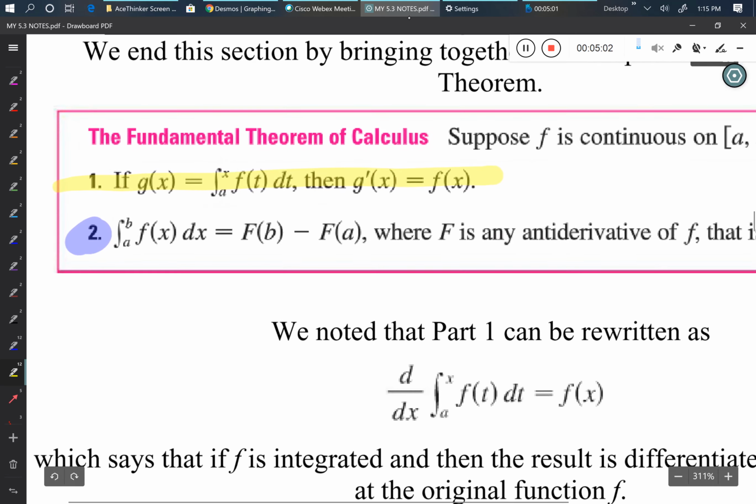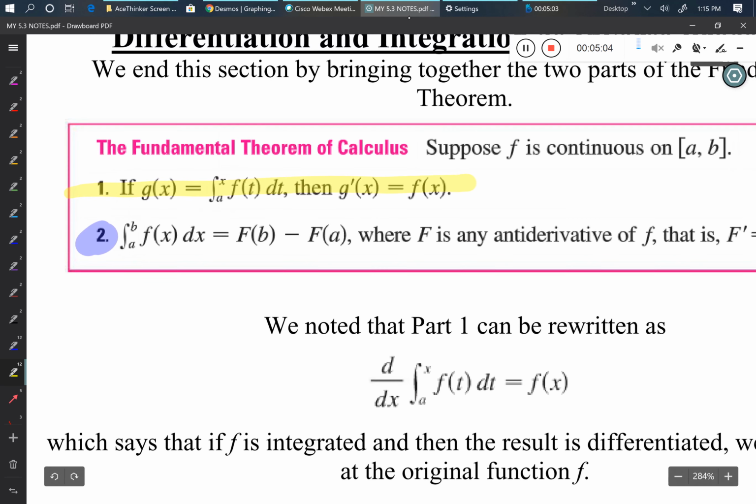So for the fundamental theorem of calculus, we're going to suppose that we have some function whose name is little f, and little f is a continuous function on the interval a to b, and it is a closed interval a to b. Then part 1 reads, if g of x is equal to the integral from a to x of f of t dt, then g prime is just equal to f.